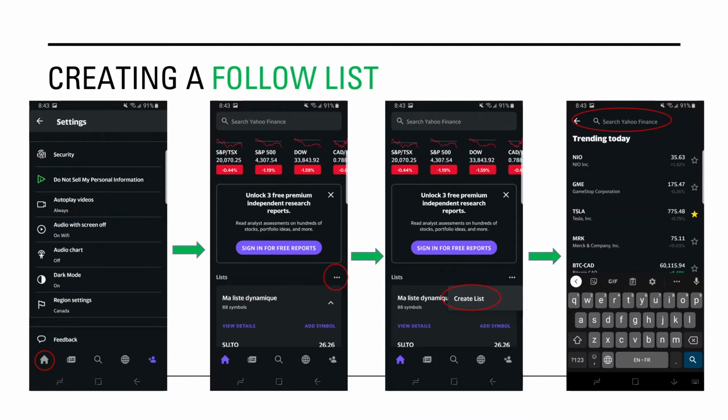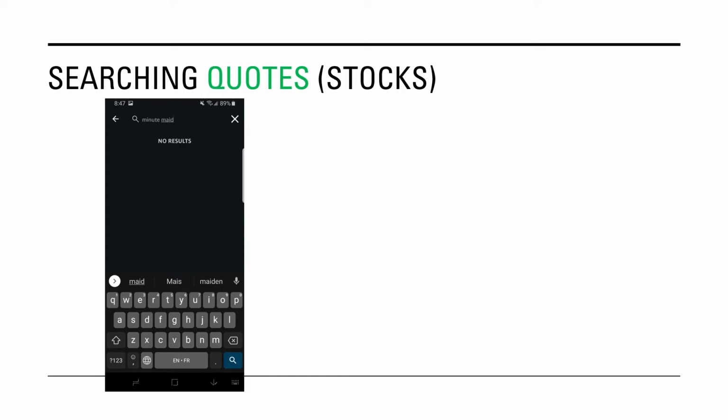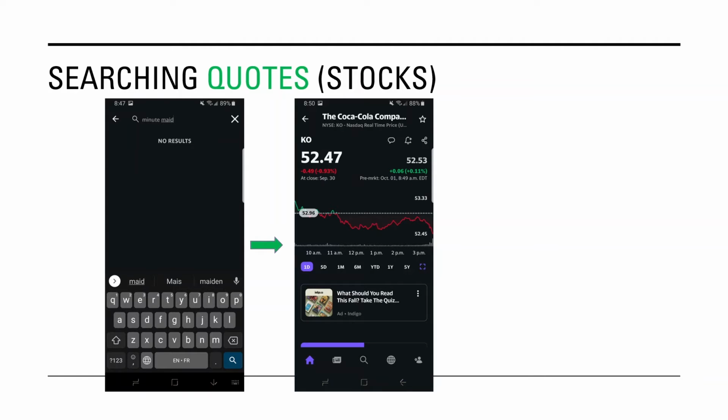When you search for a company like Minute Maid, for example, you may have no results because the company is not on the stock market and maybe it's owned by another company. So if you want to buy Minute Maid, for example, you're gonna search on Google who owns this company. You're gonna find that it's Coca-Cola. So if you want shares of Minute Maid, you're gonna need to invest in Coca-Cola in the stock market. And you're gonna find it at KO on your search.